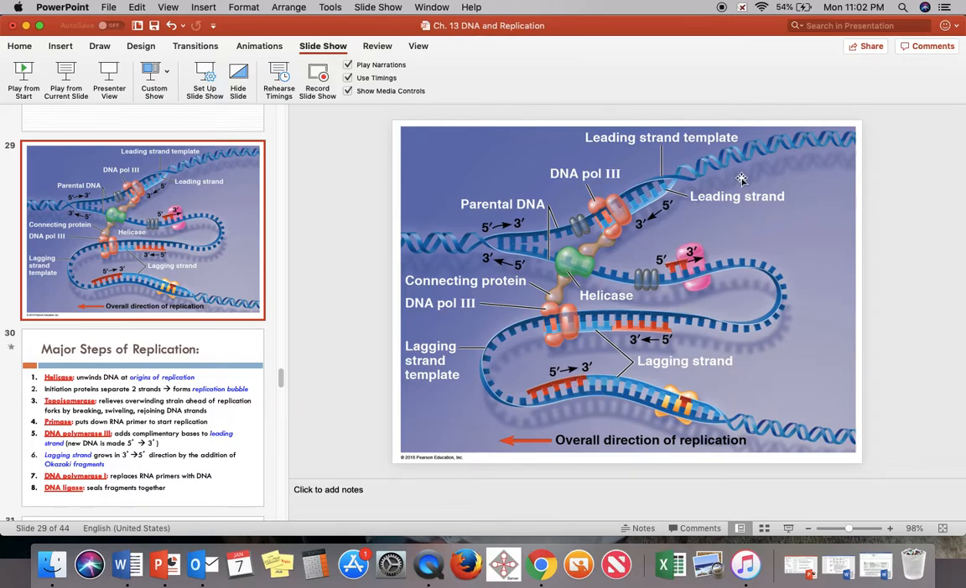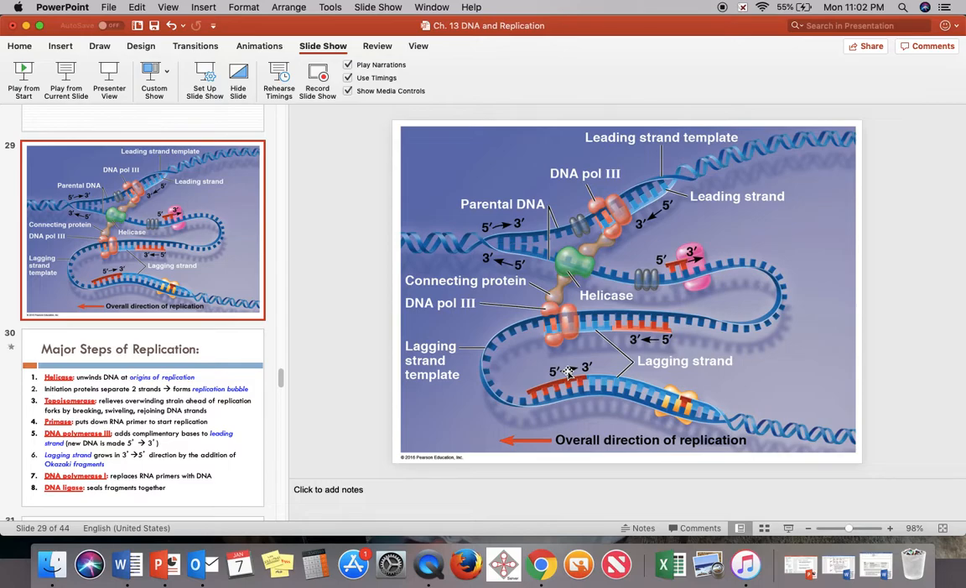Now, the leading strand only needs one primer in order to start the process of DNA replication and then finish, since it's a continuous synthesis. The lagging strand, since it's synthesized in these short little fragments, needs numerous primers. So primase puts the RNA primer on the strand, signaling, hey, start here.